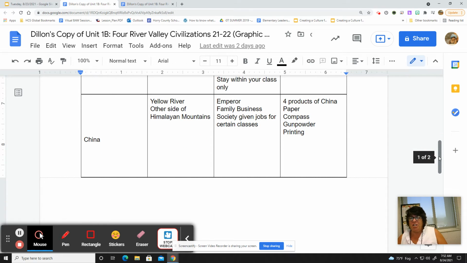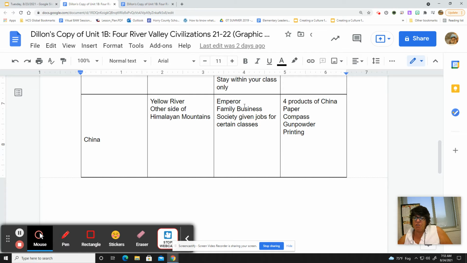Okay. In China, you had the Yellow River on the other side of the Himalayan mountains. Very, very strong river as far as transportation goes and the current. And it receded, but then it overflowed tenfold. So there was not a lot of land mass for planting.